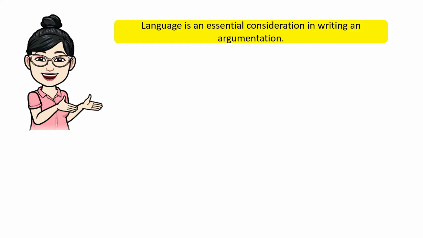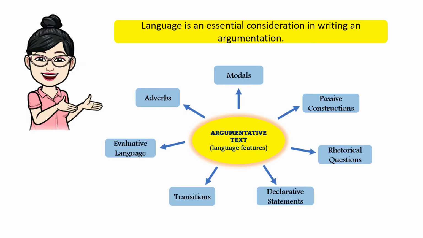Like in other forms of writing, the use of language is an essential consideration in writing an argumentation. For example, the use of grammatical structures like modals and adverbs, among others, may greatly contribute to achieving a compelling argumentative essay. Here are some of the language features of an argumentative text. Modals, adverbs, evaluative language, transitions, declarative statements, rhetorical questions, and passive construction.